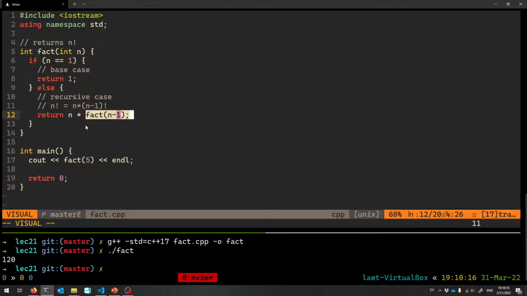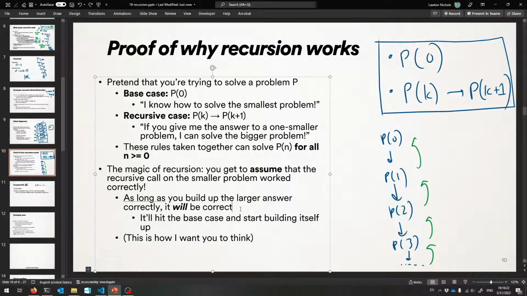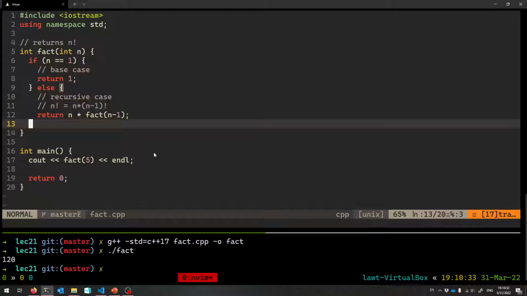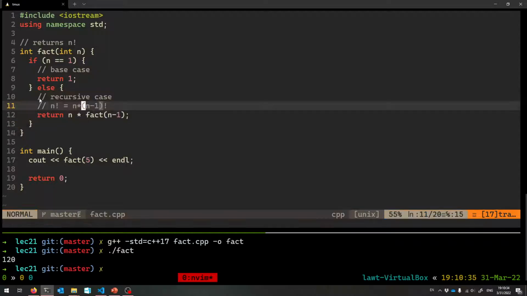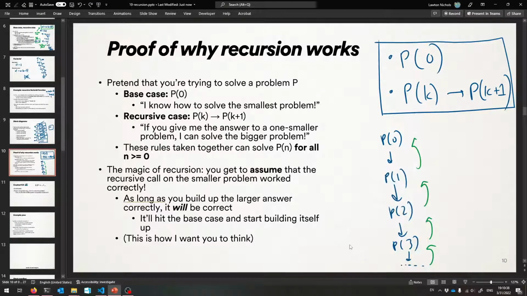You don't have to worry about it anymore. Just assume it's giving you the right answer, build up the larger problem's answer correctly, and that smaller call really will have worked, okay? Because it's going to hit that base case. It's going to go down. It's going to start building itself up. It will have that smaller answer. As long as you build up the next answer correctly, it's going to keep following that rule to get to whatever version of the problem you were asking for. P of 3, P of 4, P of 5, okay?